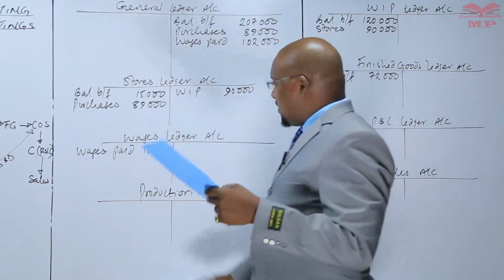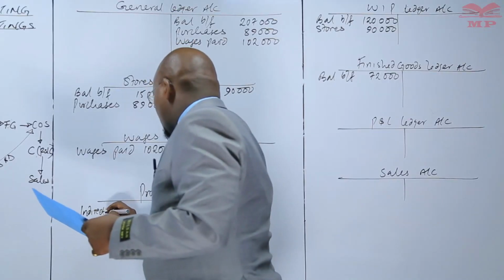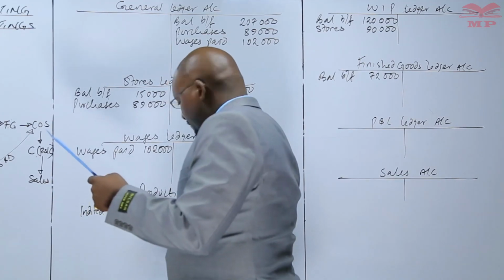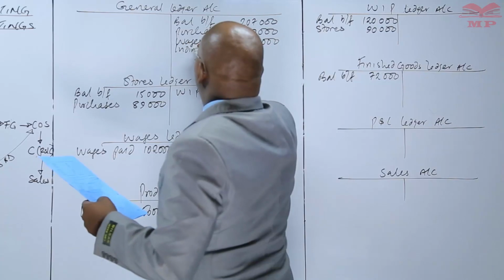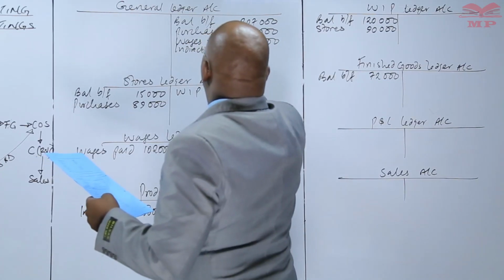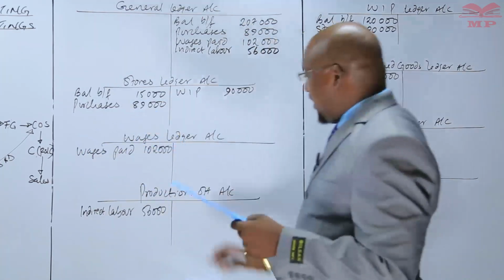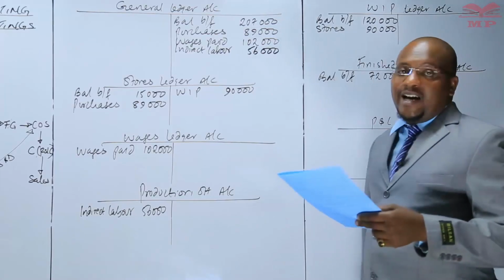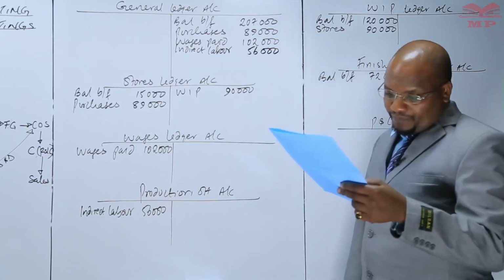Indirect labor paid, we have it here. This is indirect labor. This is 56,000. We can have it here also. Indirect labor, 56,000. That is how we record. Debit the production overhead, credit the general ledger, because this is not a wage or not a direct wage.